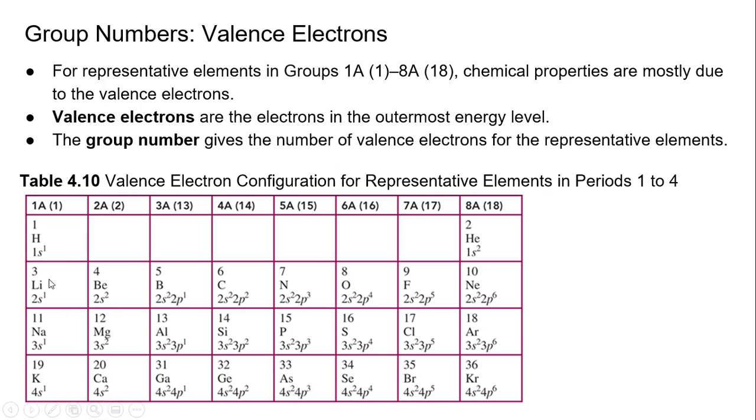So for instance, let's take a look at lithium. Lithium has an atomic number of 3, meaning when it's a neutral atom, it has 3 protons and 3 electrons. But the only valence electron that matters is the one that is accounted for here. So 1 valence electron, which is 2s1.